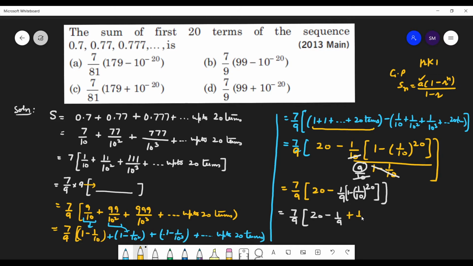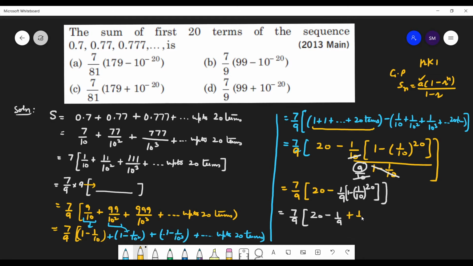So what is the first term of this GP? 1 by 2. What is the common ratio? 1 by 2. Same. So what is the sum of n terms if r is less than 1? So that's a into 1 minus r to the power n, divided by 1 minus r. Good, very good.